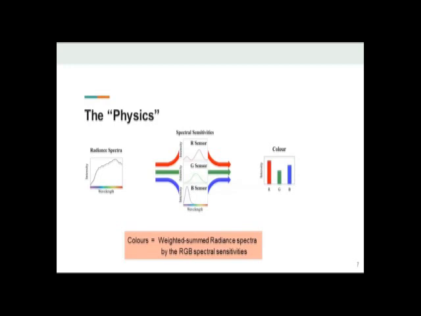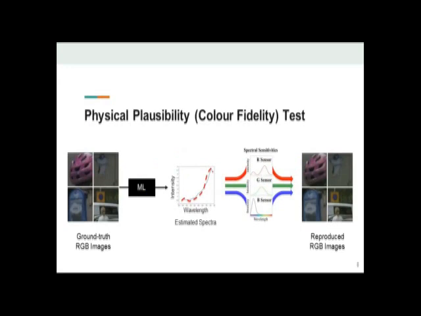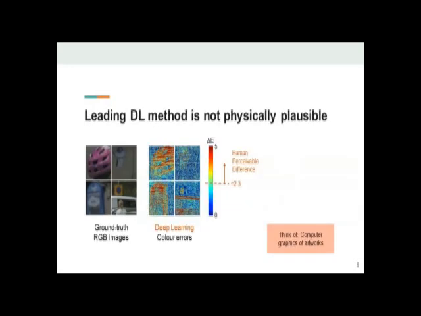So in an RGB camera, we have three different types of color sensors. Each can be described as a spectrally varying sensitivity function. So the colors are actually the weighted sum of the radiance spectra using those three spectral sensitivities. So we designed a very simple testing experiment. From the ground truth RGB image, we recover the estimated spectra using the black box solution. And then we reapply the spectral sensitivities to see whether or not it reproduces the actual RGB image. The result is not quite.